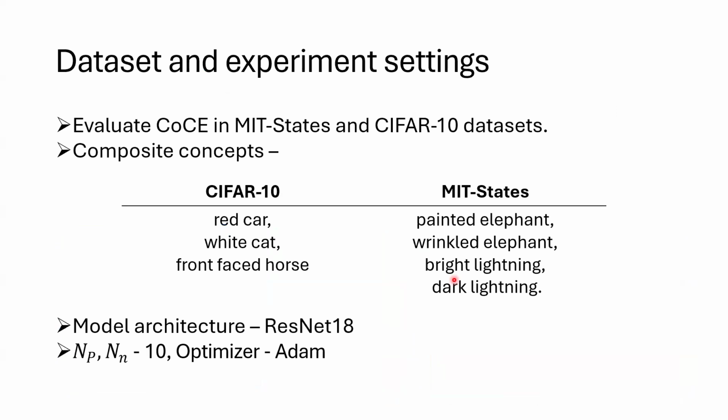Our experiments are done on two datasets, CIFAR10 and the MIT states. The corresponding concepts for both datasets are listed in the table. We used a ResNet 18 model with the Adam optimizer throughout our experiments, and the number of positive and negative samples is kept at 10.